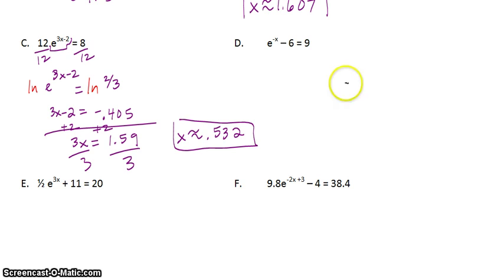Right now, I want you to pause the video and try D, E, and F, and then when you unpause, I will have the answers showing. So be ready to check your answers when you unpause the video.